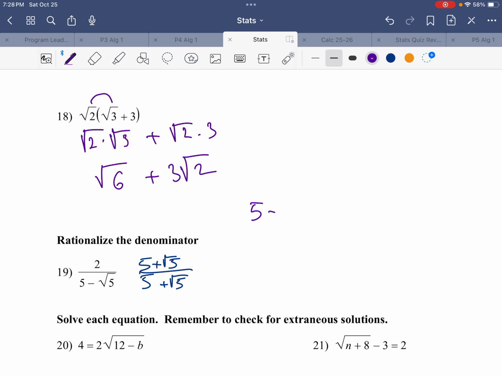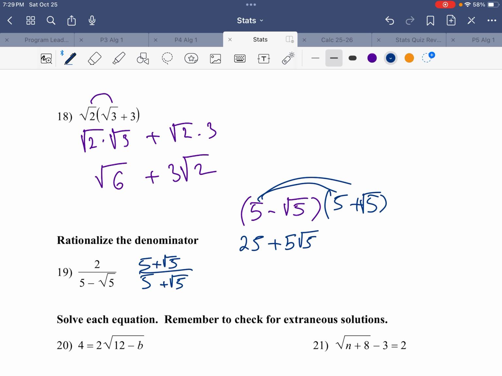Here is the original 5 minus the square root of 5. And when I multiply by 5 plus the square root of 5, 5 times 5 is 25. I'm adding 5 square root 5. I'm taking away 5 square root 5. And then I'm taking away the square root of 5 times the square root of 5, which is the square root of 25, or this can be thought of as just 5. So it's like 25 minus 5.